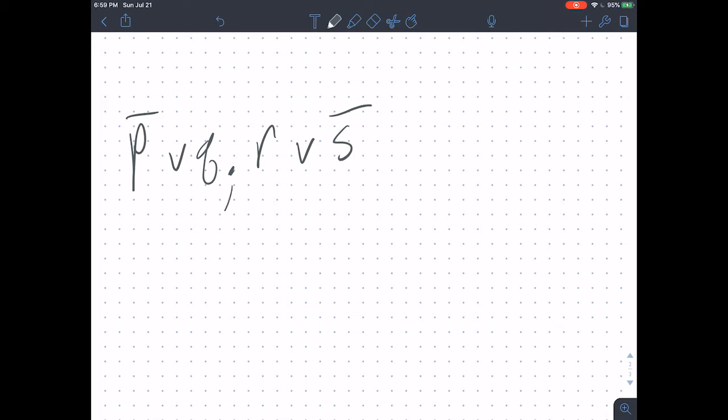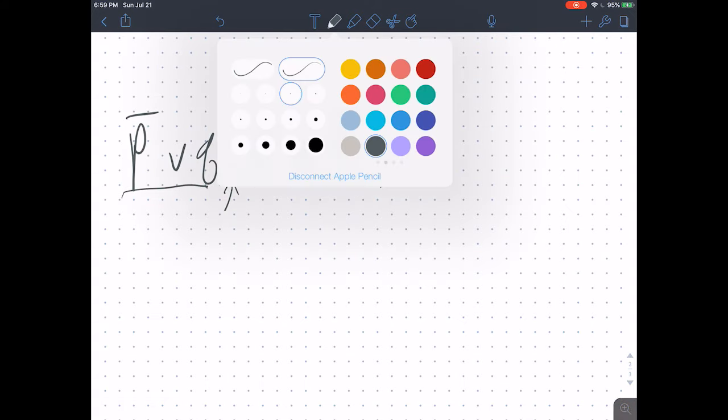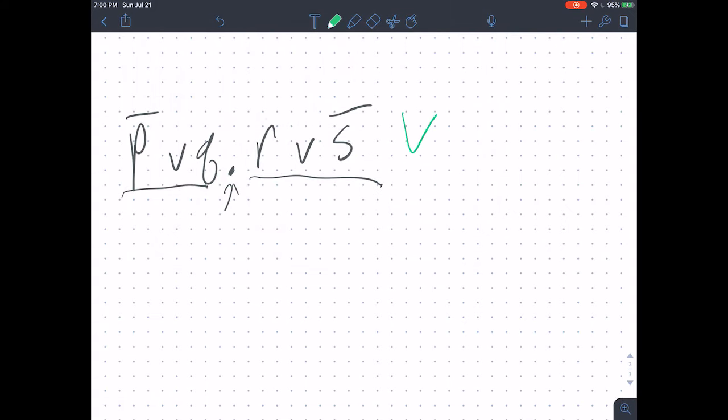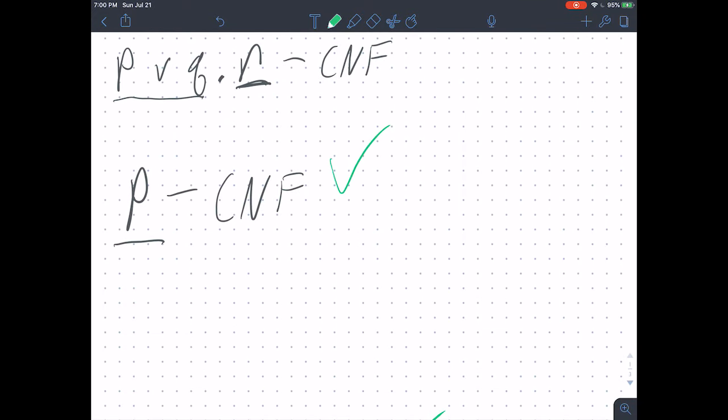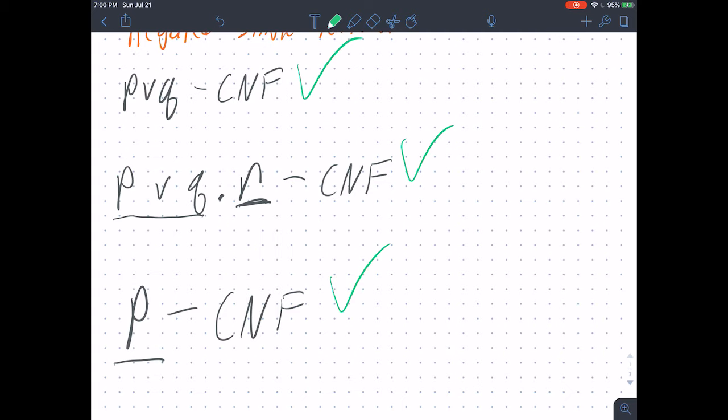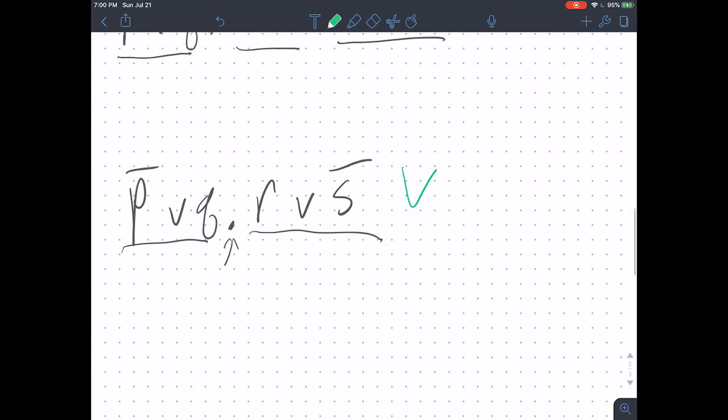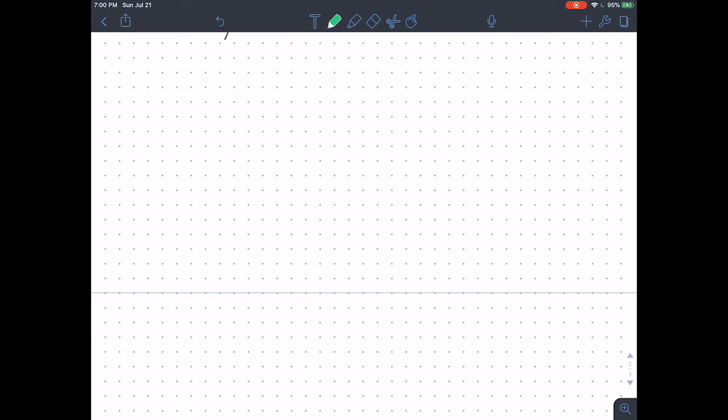Again, it's a conjunction, right? The dot shows us that. Each clause or component of the conjunction is an alternation, and each alternation consists only of single letters or negated single letters. So all of these are in CNF, with green check marks to show you that they're all in CNF. Those are some examples, and those are, again, the examples from the book for CNF.